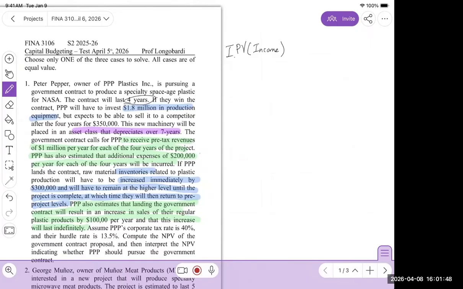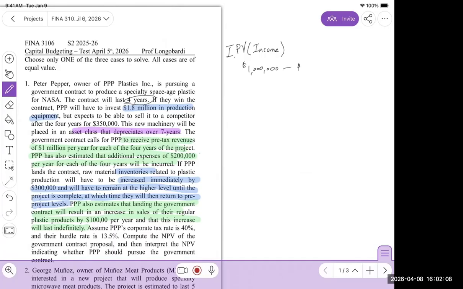And income is the green. So we are going to first deal with pre-tax revenue. So 1 million, I'm going to write it out with all the zeros, is going to be the revenues, right? But then we have the expenses every year.